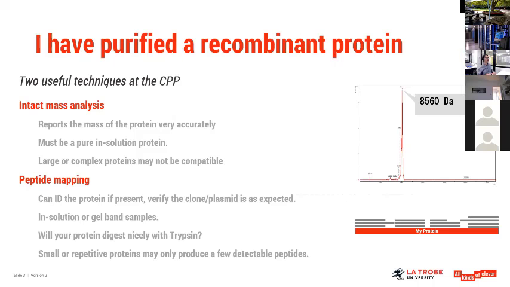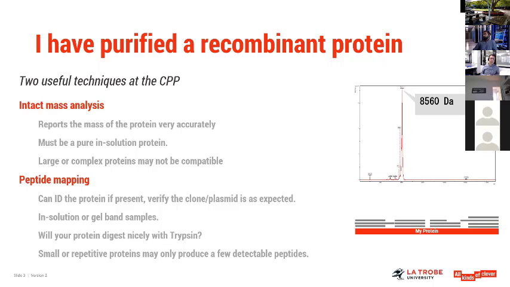So moving on, in that first scenario, the researcher has purified a recombinant protein. We have two useful techniques here that will help you out in that case. One is our intact mass analysis, and our second technique is peptide mapping. So when you start thinking about these techniques and working with us, there's a few considerations that you just have to have in your mind, and that is what they can and can't do.